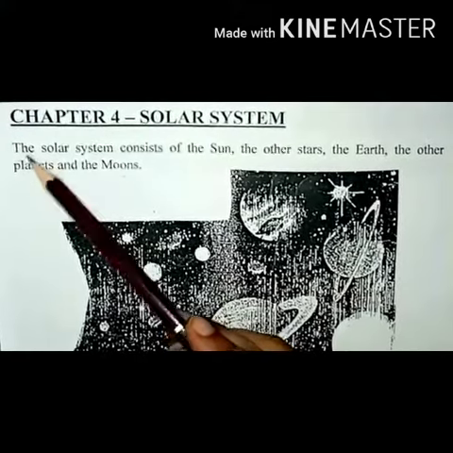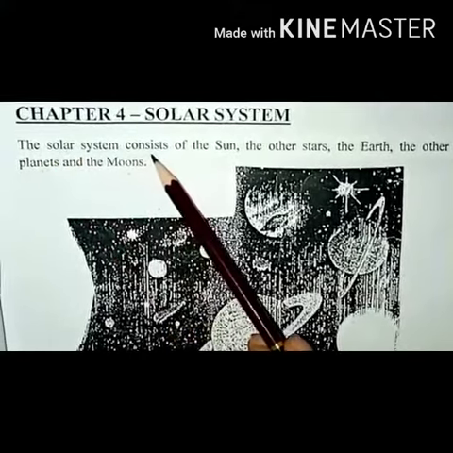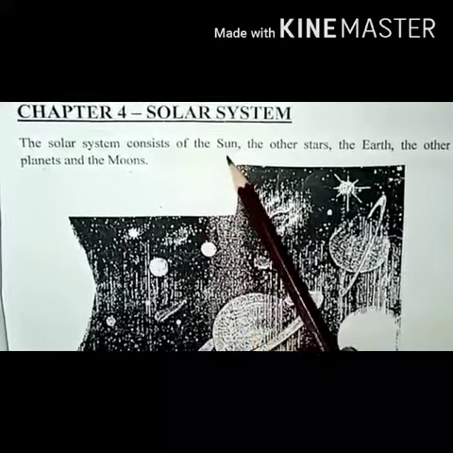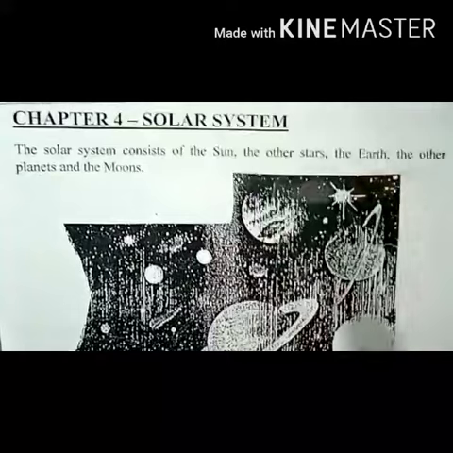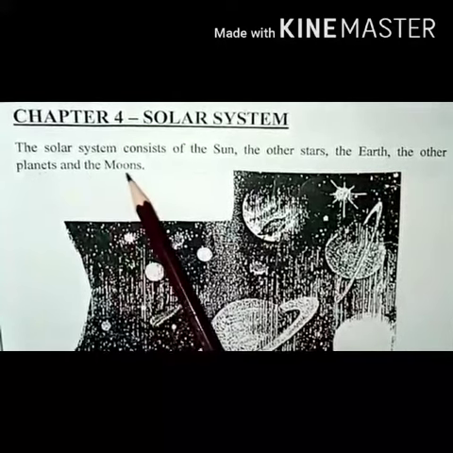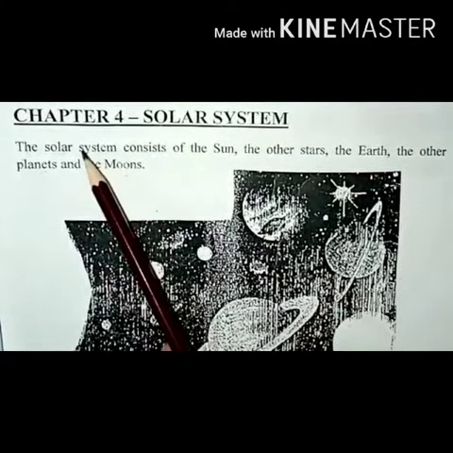Let's read. The solar system consists of the sun, the other stars, the earth, the other planets and the moons.